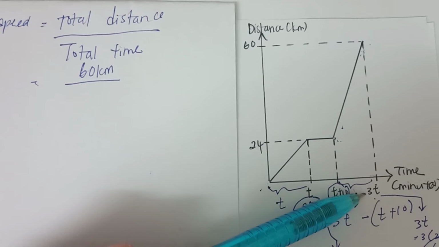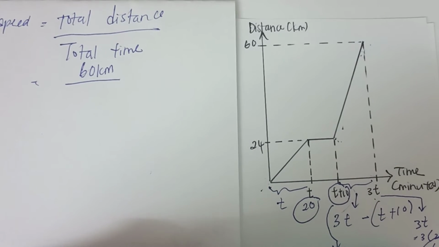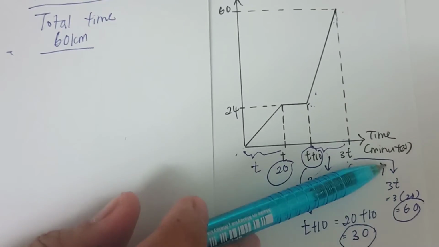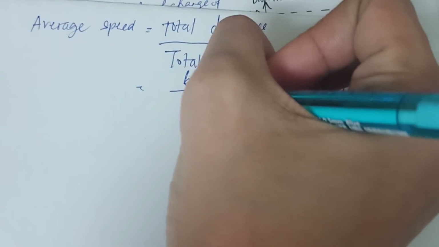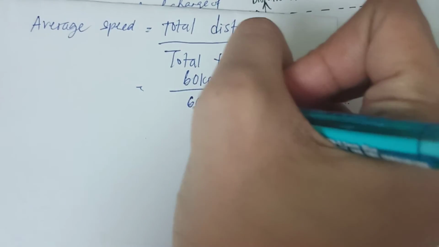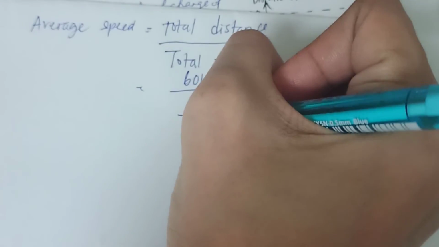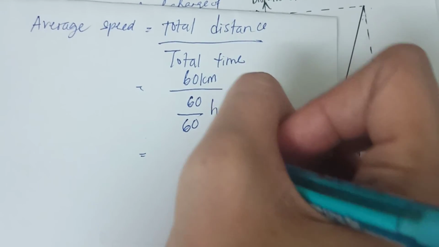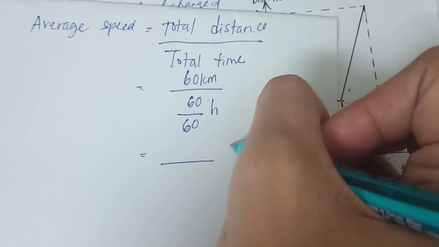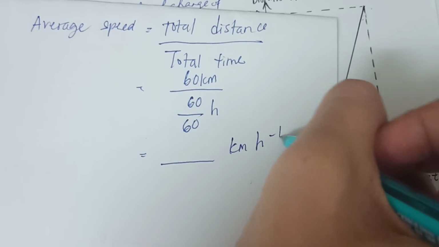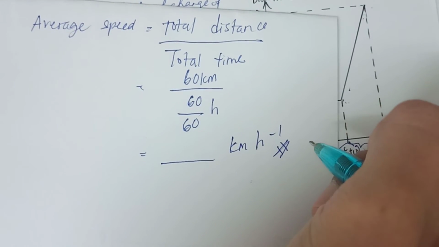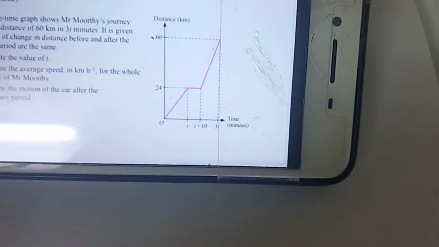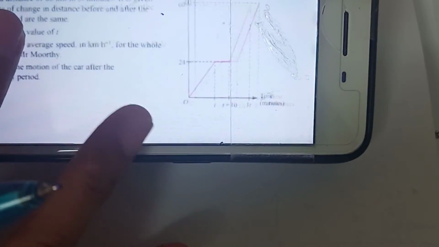So it is 3T. And we know 3T just now is equals to 60. Okay, 60 minutes. So 60 minutes, we must convert to hour. So 60 divided with 60. You get hour, right? Okay, so press your calculator and you get your answer in kilometer per hour. Okay, so please solve this one. Okay, and now the last question.